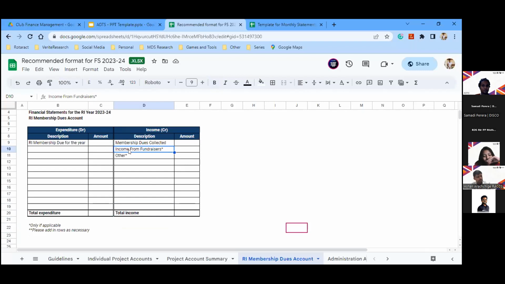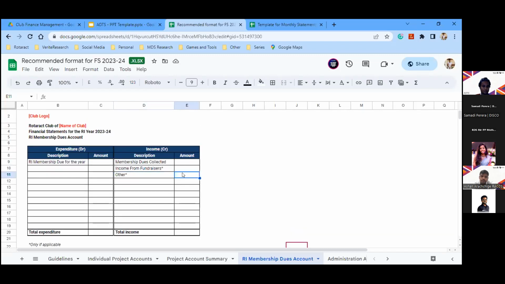If you have fundraisers specifically to pay off your RI membership dues, then the income you get from the fundraisers is recorded here. Membership dues collected, whatever you are getting from your members, will also be listed here, and whatever other administrative related incomes will be recorded here. And here is where you record how much you have paid. Somewhere in January, you will be sent the invoice saying you have this many members, you have to pay this much. The payment that you make, you put it here. For the opening cash, the brought forward profit or loss might not be the same.